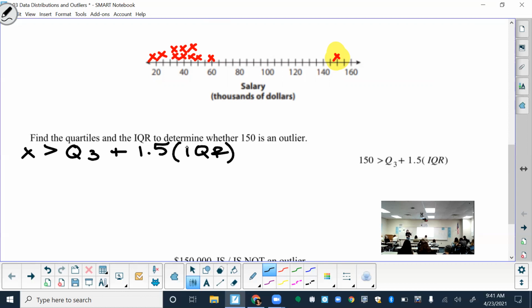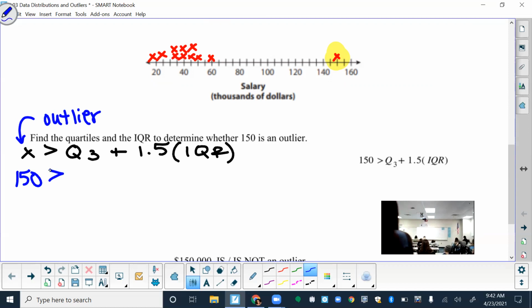All right, and then we need to fill in what we can for that inequality. So what number is going to go in the x position? The 150, good, because that's the number that we're evaluating. The x is going to be whatever the outlier you think it is. So 150 goes there. It's going to be greater than Q3. Well, do we know what Q3 is? So we need to figure that out.